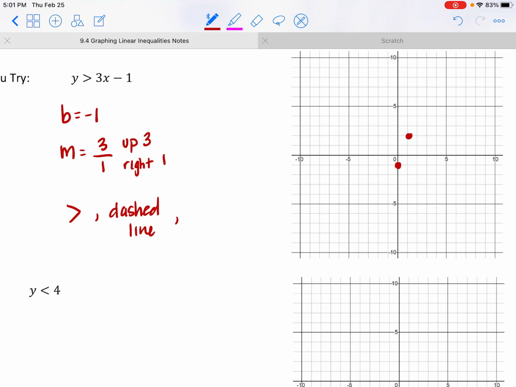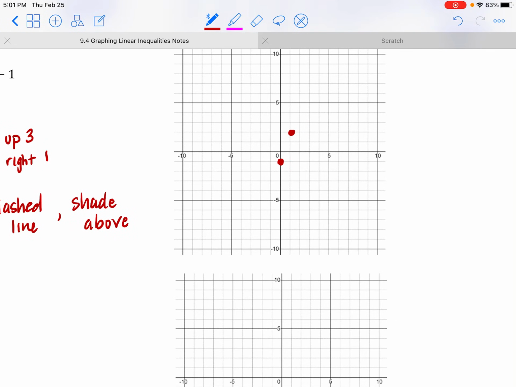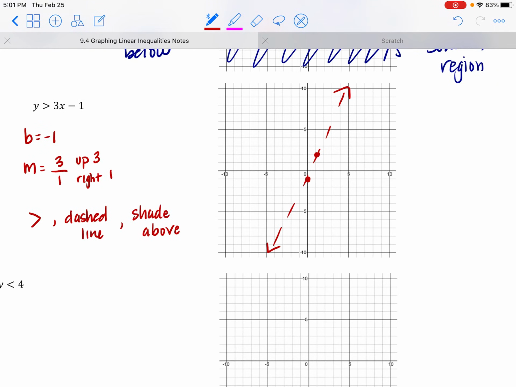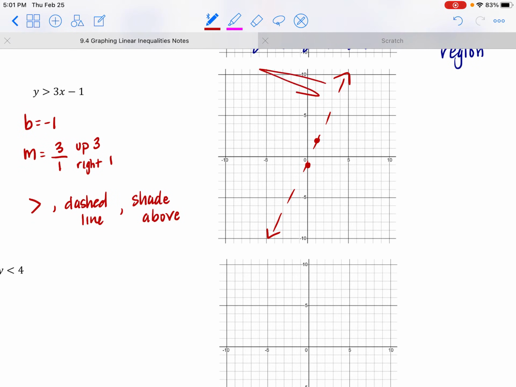And because it's greater than, then I need to shade above my line. So I'm going to make a dashed line that goes through these points, because the points on this line are not part of the solution region. And then I want to shade above, because that's where all the points in my solution region are at. Okay, all those points up there.